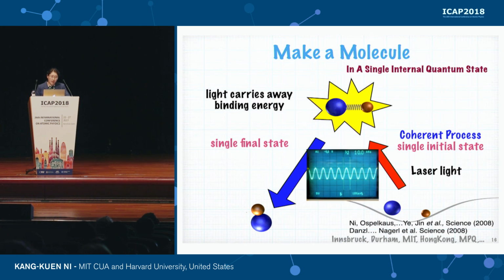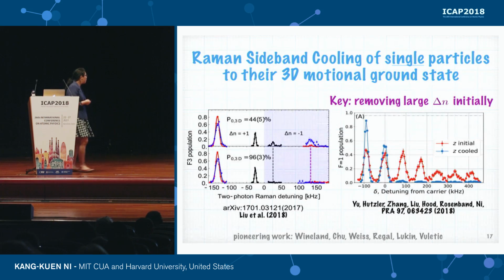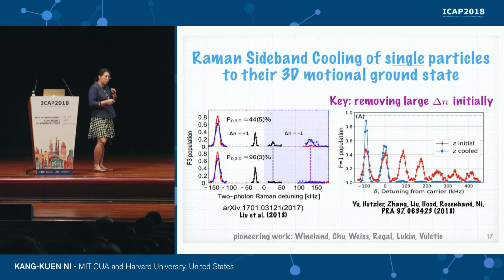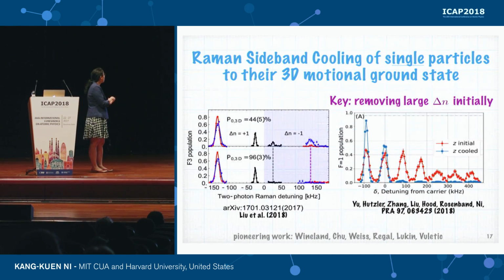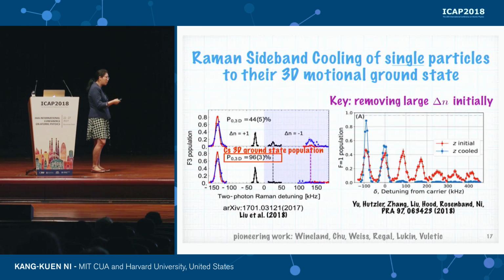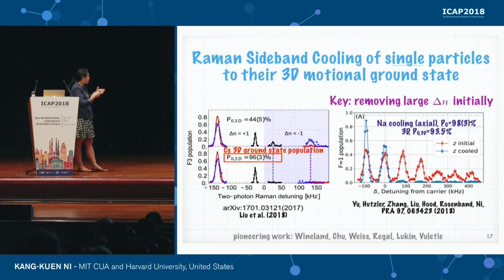Okay, so we're working toward that, to start with preparing atoms in a single quantum state, single internal and motional quantum state. We use Raman sideband cooling, and we can achieve cesium 3D motional ground state preparation of 96%. Sodium's was a bit harder because of the system being outside the Lamb-Dicke regime, but we can also achieve a very high ground state preparation of roughly 34%.